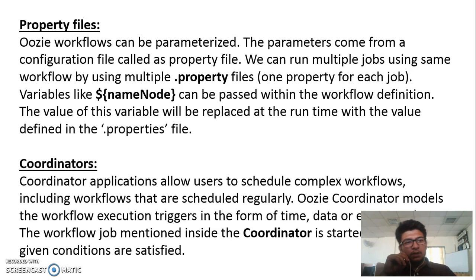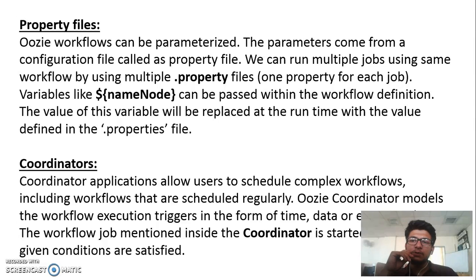Now there are a few components that Oozie has that we need to understand so that we'll understand the working of it. One of them is the property files. Now Oozie workflows can be parameterized. For example, in a workflow, say at one stage we need to specify a parameter that would be used as an input for the other stage. We can do so using the property files. The parameters come from a configuration file called property files.